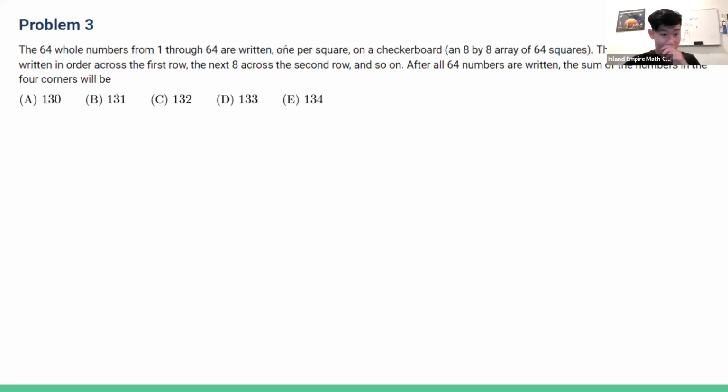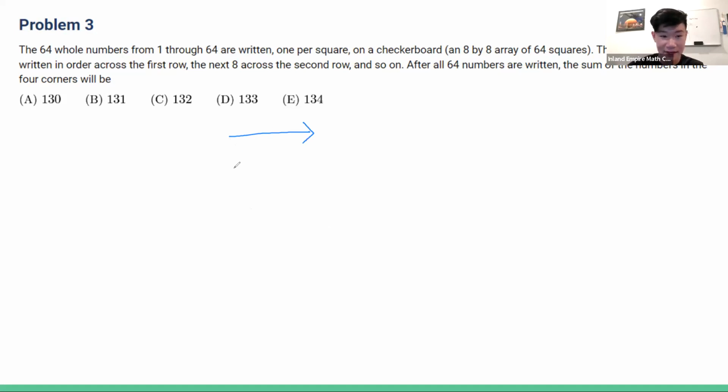The 64 whole numbers from 1 through 64 are written 1 per square on a checkerboard. So an 8 by 8 array of 64 squares. The first 8 numbers are written in order across the first row. So like this. The next 8 across the second row, same direction, and so on. After 64 numbers are written, the sum of the numbers in the four corners will be. So we want to find the sum of the numbers in the four corners.